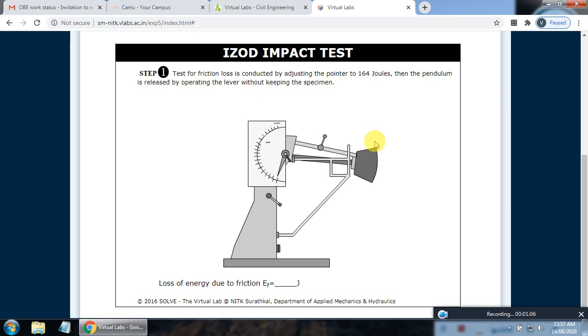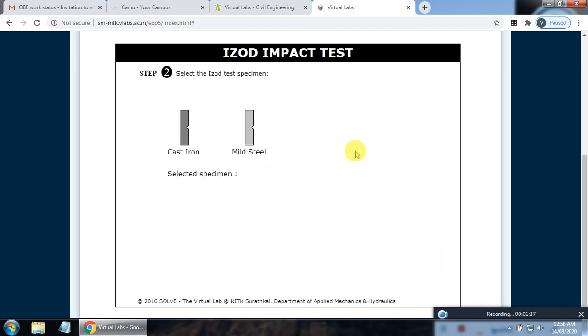So you have to keep the arm, or the pendulum, in the upper position, and lock it there. In this case the reading measures 164 joules, and just by clicking this arrow we get a free flow of the pendulum, where the loss of energy due to friction is 4 joules. So we have found the loss of energy, which we have to take into account when testing the impact energy of the specimen.